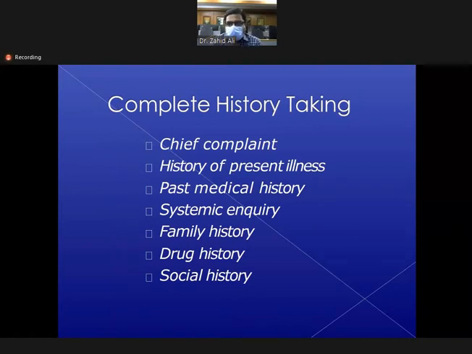Then after you have taken the general biodata, like name, age, sex, religion, occupation, address, ethnicity, you have to move on to the complete history taking. So the first thing that comes to your mind is the chief complaint of the patient.